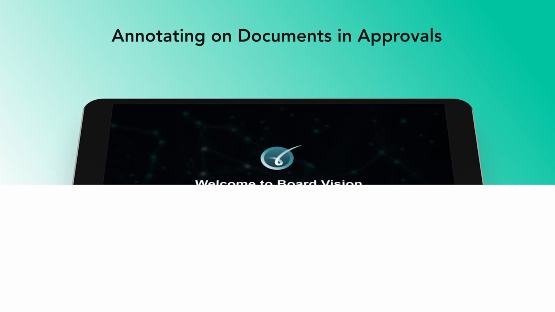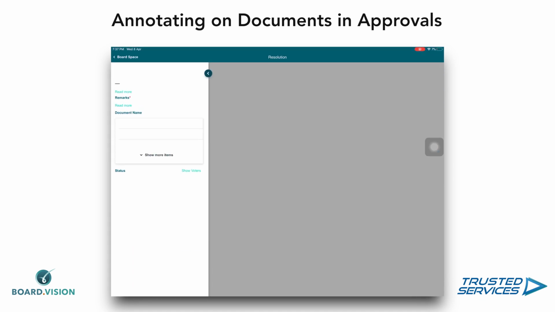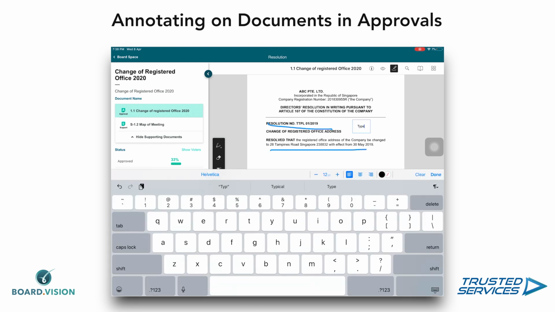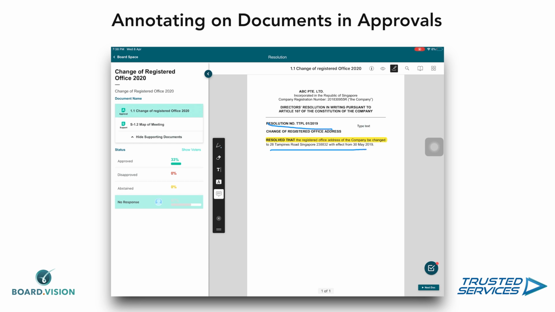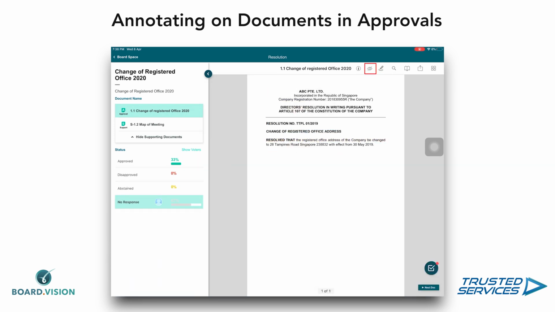To annotate on documents, open the document you would like to review or annotate on. Locate the annotation toolbar. Choose the tool pen, insert text, highlighter, or add notes to start annotating the document. Annotations are saved automatically in the system. To view the original document, tap on the eye icon.